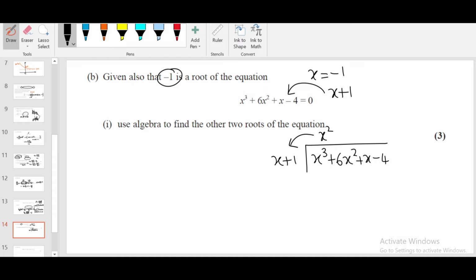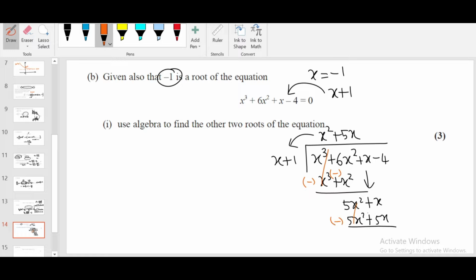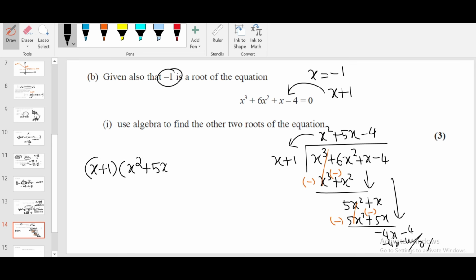Multiply by x square, we'll get x cube plus x square. Change the sign, this will be cancelled. 5x square, bring down the next term. Multiply by 5x, you will get 5x square plus 5x. Change the sign, this will be cancelled. We'll get minus 4x, bring down the next 4, minus 4, multiply by minus 4, minus 4x minus 4 is 0. So you can write the function as x plus 1 times the quotient x square plus 5x minus 4 is equal to 0.